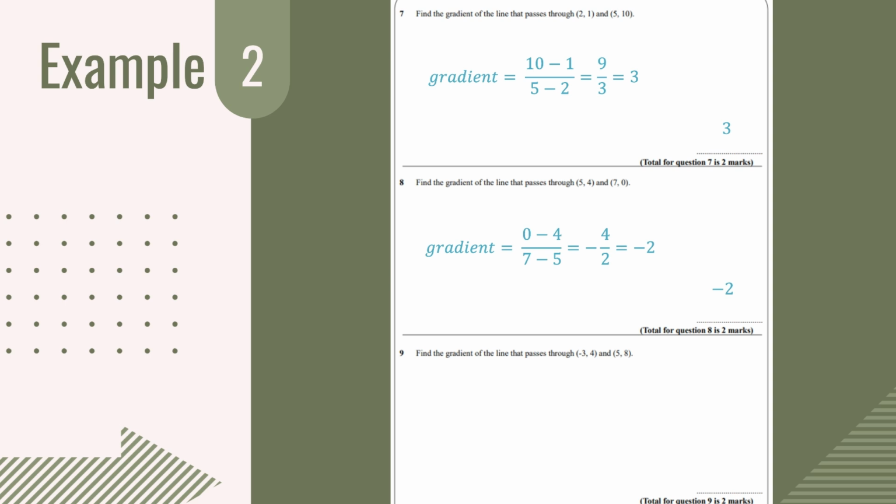Now in our final question, we have to find the gradient of the line that passes through (-3, 4) and (5, 8). So we do 8 minus 4 over 5 minus minus 3, which is 5 plus 3. So it's 4 divided by 8, which can be simplified down to 1 over 2. So the final answer is just a half.